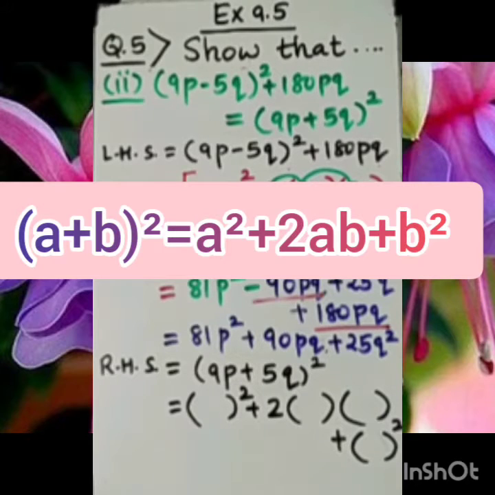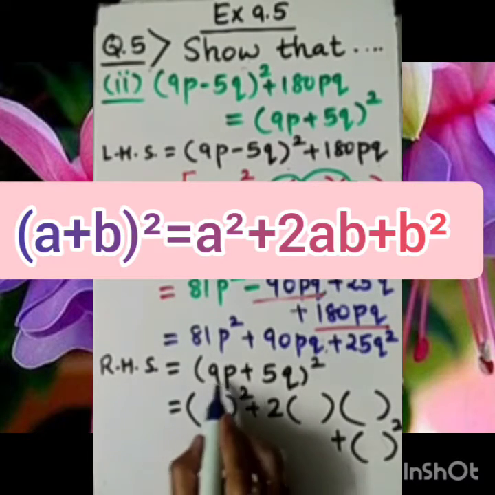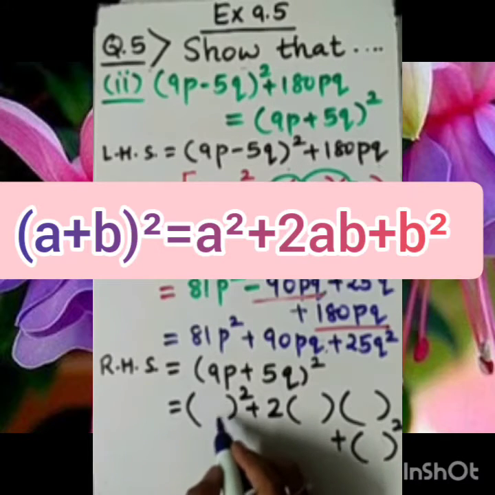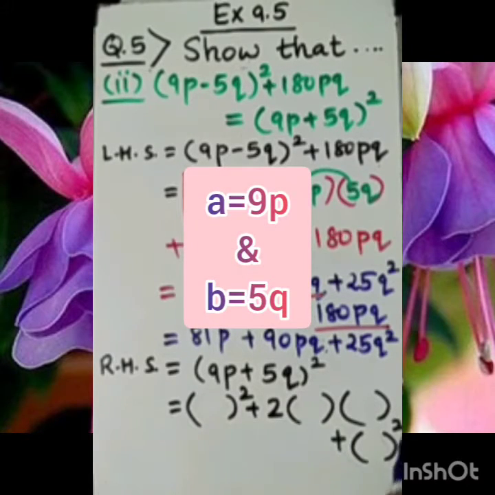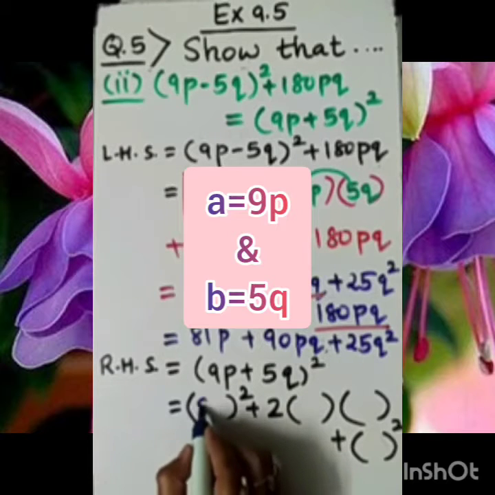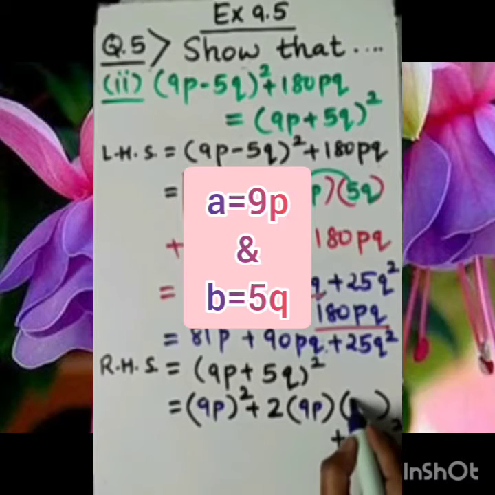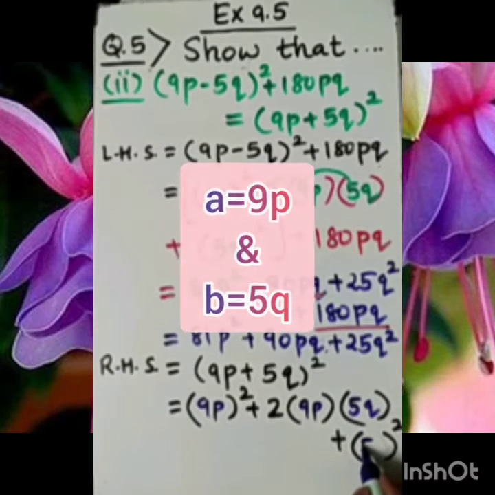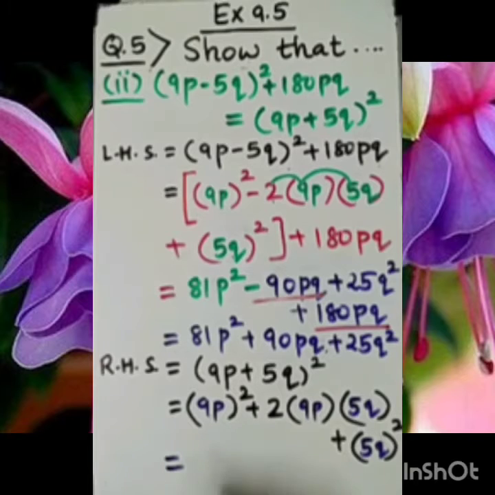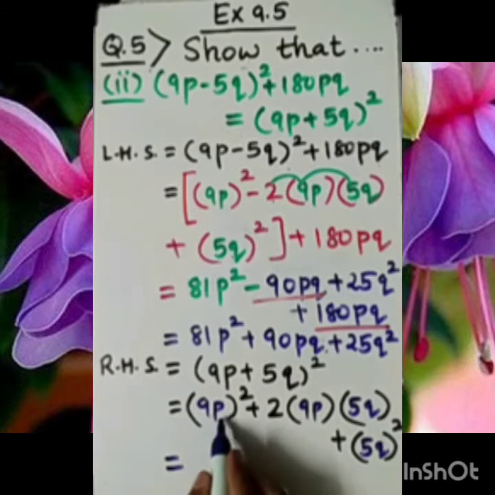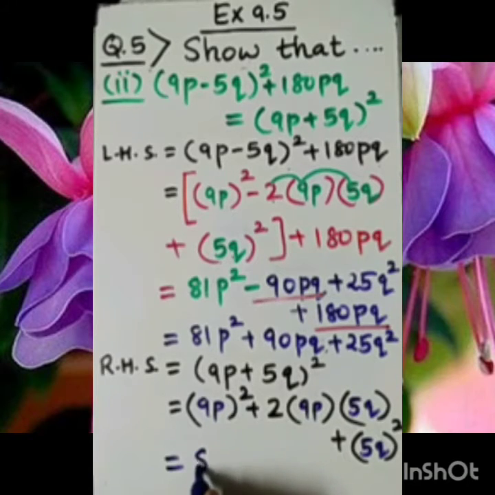So let's put the value of a. In the identity, we used to write a square plus 2ab plus b square. What is a here? a is 9p. Here also 9p. What is b? That is 5q. Now, what is 9p whole square? 9 square, it will be 9 nines are 81. And what is p here? It will be p square. 81p square.